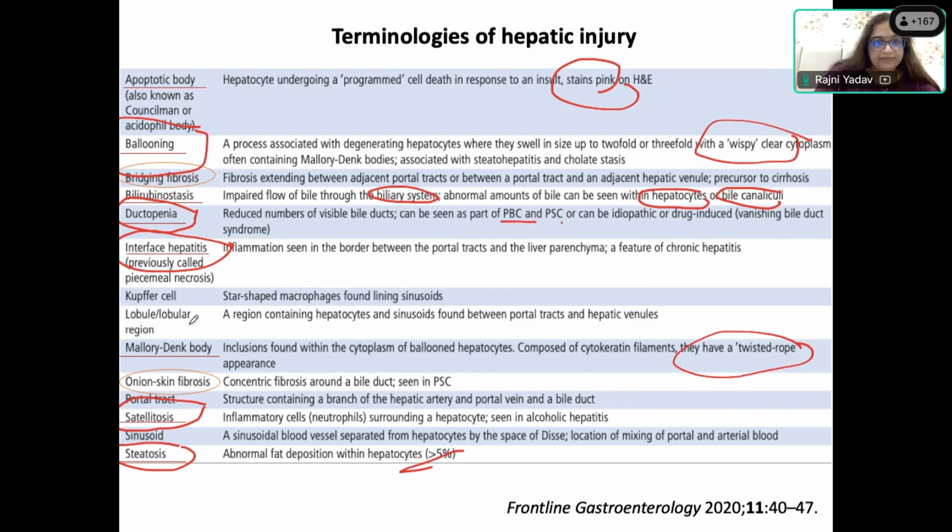And then the onion skin fibrosis, that is again one peculiar feature. That's a concentric fibrosis around the bile duct, and it is seen in primary sclerosing cholangitis. So in the next talks in the liver chapter, you'll have the hepatitic talk and the liver biopsy. So you'll cover the other features other than the steatotic.